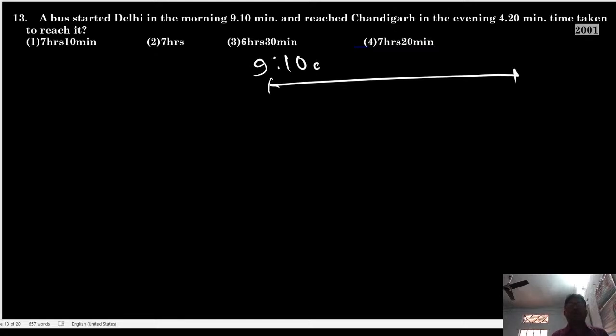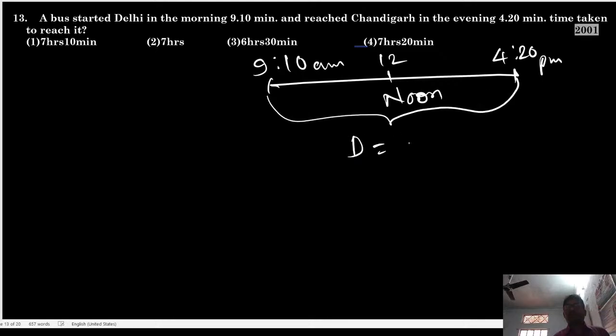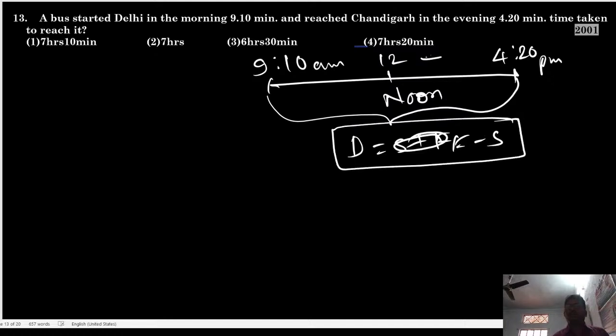First we write 9:10 morning AM and evening 4:20 PM, with 12 noon in between. So here we have to find the duration of activity. Duration of activity is equal to finishing time minus starting time.